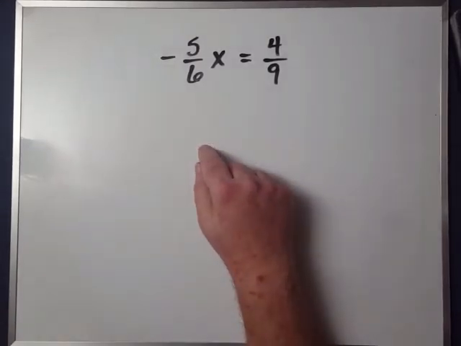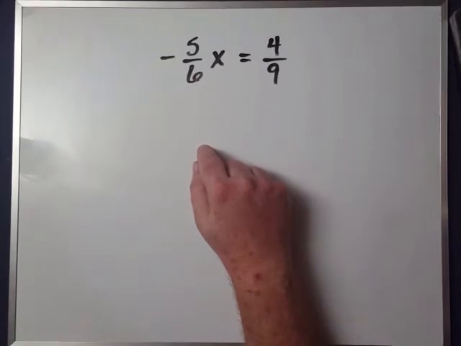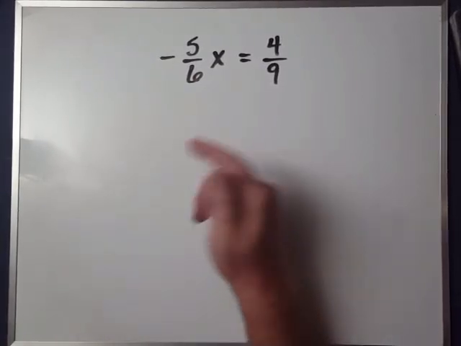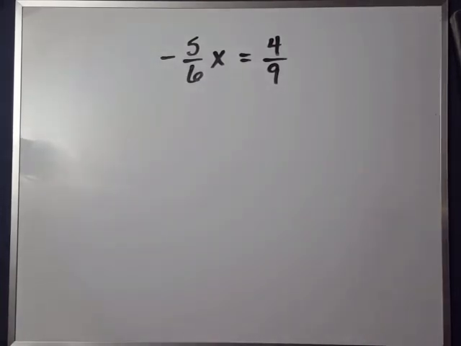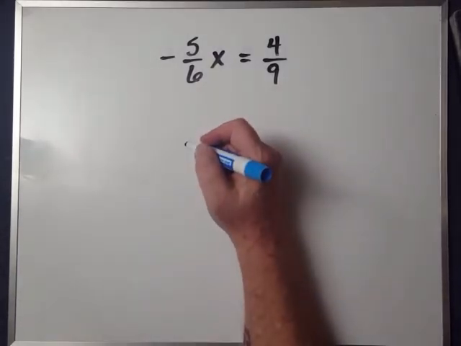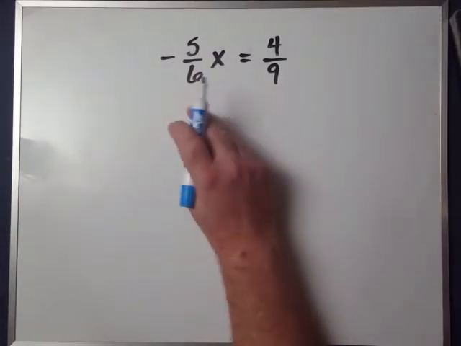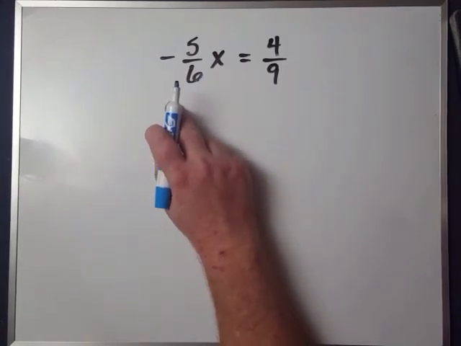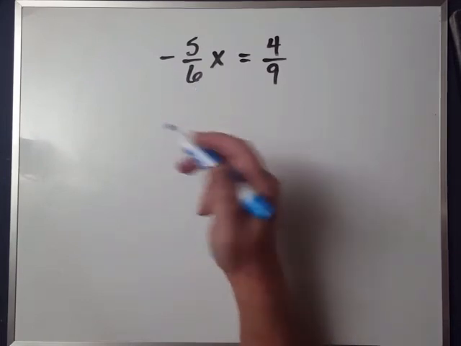I'm looking at an equation where the coefficient is a fraction. The coefficient on my variable, the variable I'm trying to get by itself, is a fraction. The slickest way to handle that is to multiply both sides by the reciprocal of that fraction. What is the reciprocal of negative 5/6?